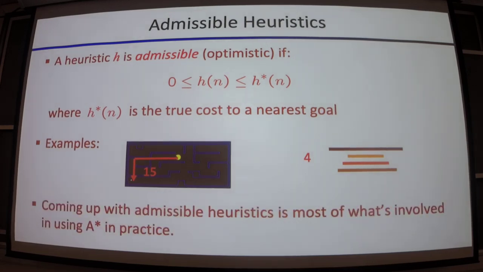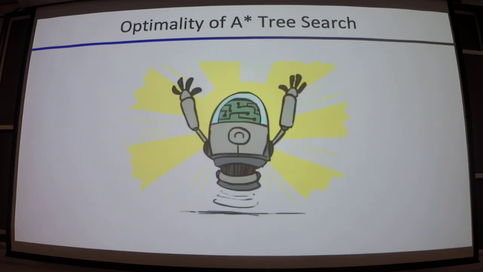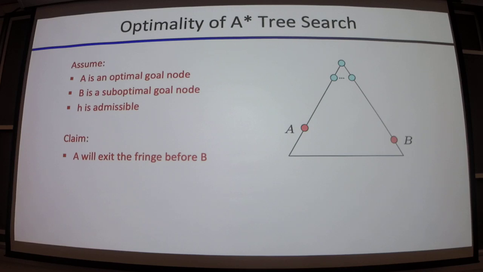Coming up with an admissible heuristic for your problem is most of what's involved in using A star in practice. A star is A star is A star. It's pretty abstract. It's coming up with a good heuristic for your problem that is the key to using A star. Okay, let's talk about the optimality of A star when we have an admissible heuristic. Let's prove it, in fact. Here we have the conceptualization of the search tree that we looked at last time. We're going to make some assumptions. Let's say that there is a goal node A that is optimal, and we have another goal node B that is suboptimal, and let's say that H is admissible. Now, I claim that if A exits the fringe before B, that's sufficient to say it's optimal.